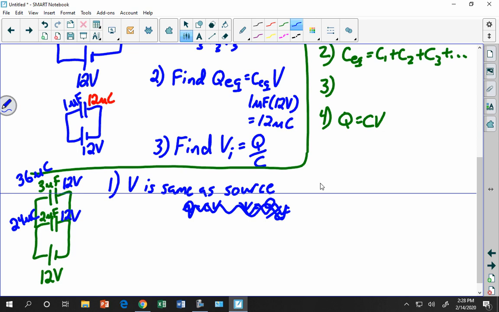Let's go through the steps here and just figure out what the equivalent capacitance is. Because I'll probably give you a question just asking, what is the equivalent capacitance of this circuit? So you're sort of done with that circuit. But let's imagine, what if I wanted to know the equivalent capacitance? I would say that's 3 plus 2. And that's 5 microfarads.